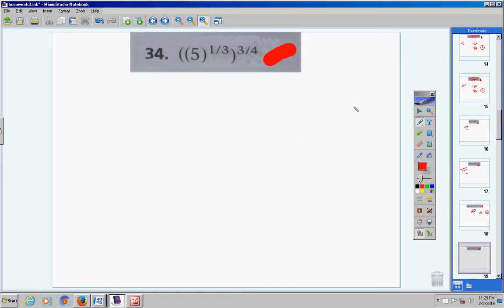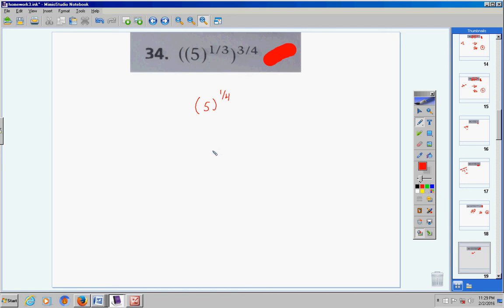Alright, 34. Okay, now here I'm not multiplying a base times a base, okay? I have a power raised to a power. So you write the base like this, and then multiply your exponents. 1/3 times 3/4 is 1/4. 5 to the 1/4.